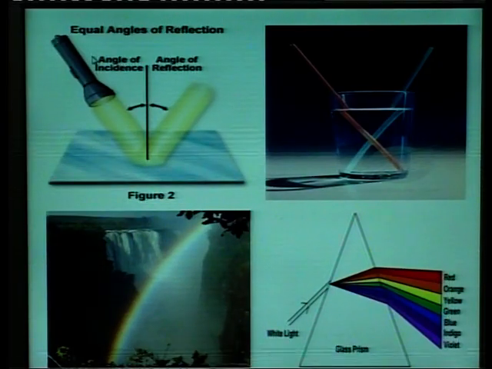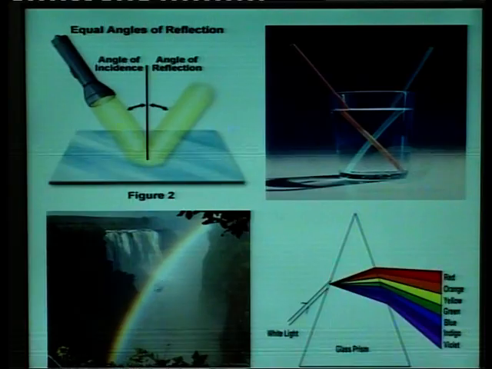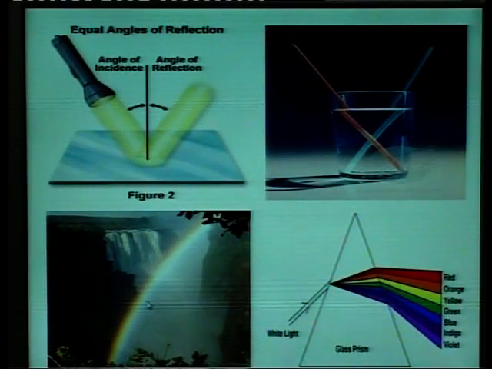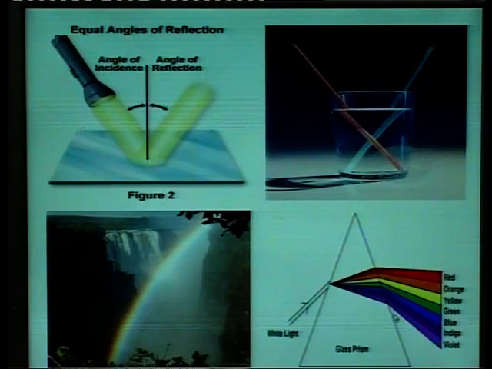These few phenomena are shown here. This is reflection. Here this shows refraction. This is formation of a rainbow, and this is diffraction of light. When a light ray passes through a glass prism, it splits into its 7 colors. This phenomenon is called diffraction.